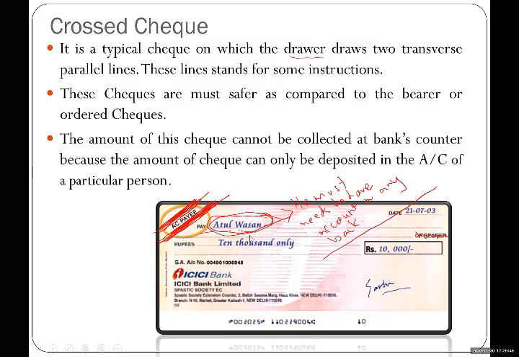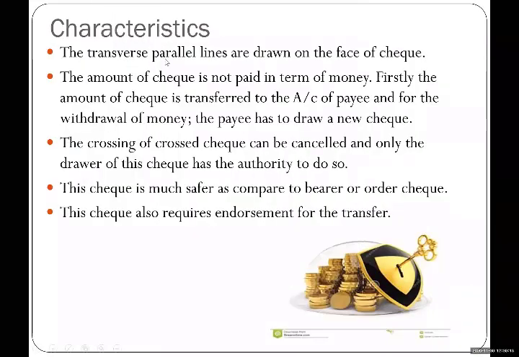First Atul Vasan will deposit this check into the bank. Then Atul Vasan will write another check to withdraw the amount from his account. If he wants to withdraw this 10,000 rupees, he needs to write another check on his own account, and then from his own account he can withdraw 10,000. What are the characteristics of these checks? The two transverse parallel lines are drawn on the face of the check. The amount of the check is not paid in terms of money. Firstly, the amount is transferred to the account of the payee, and for the withdrawal of money, the payee has to draw a new check.